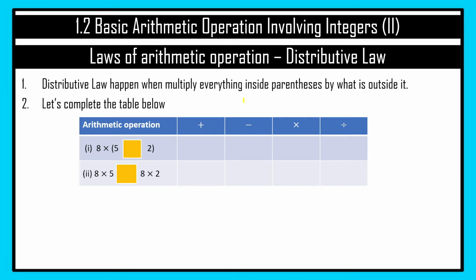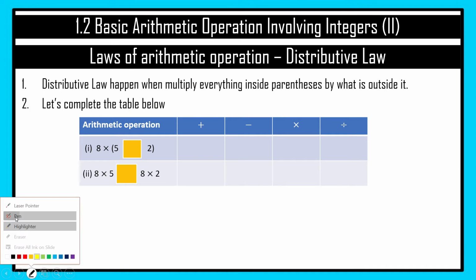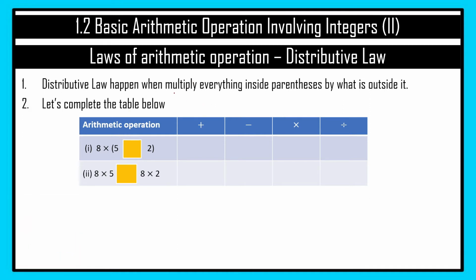Okay, distributive law. It happens when multiplying everything inside the parentheses, which is the bracket, by what is outside. So it means that multiply everything inside the parentheses by what is outside. So whatever number is outside, it will be multiplied with whatever that is inside. So we look at this sample. So it's 8 multiplied with 5.